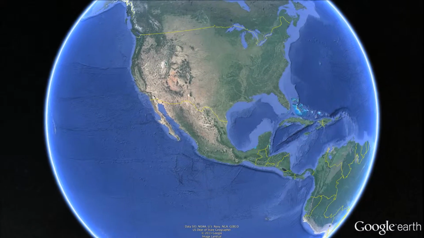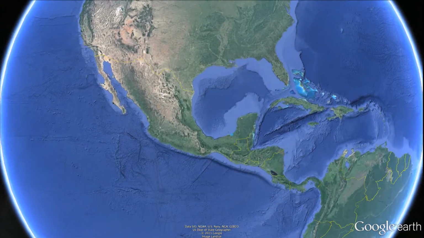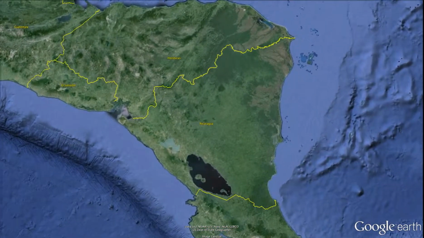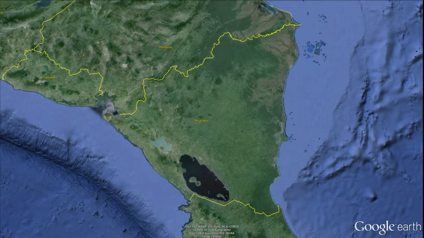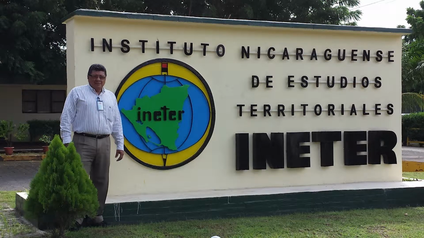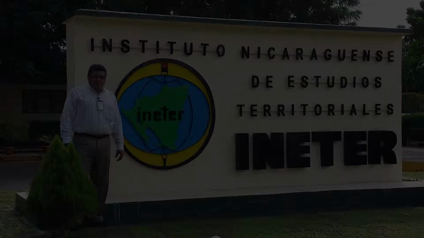INETER is the National Institute for Terrestrial Studies in Nicaragua, and they have been working hard the past several years to advance to the point where they can better prosper from global information products and a wider network of expertise. To do so, they have felt that two things were important. First, that they develop a national map-based data of hydrologic information, and second, provide a way for their information to be more accessible.